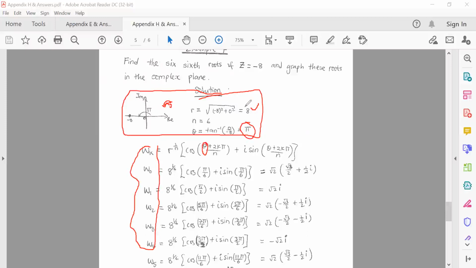Most of the time, you guys get r to be correct. I haven't seen anyone get r wrong since I started lecturing, but most of the time, you guys get theta wrong. Why? Because you don't start by plotting it on a complex plane. Always plot on a complex plane. See what quadrant it lies in. See if it lies on a line or in one of the quadrants, and then measure either clockwise or anti-clockwise. See what the correct theta value is.